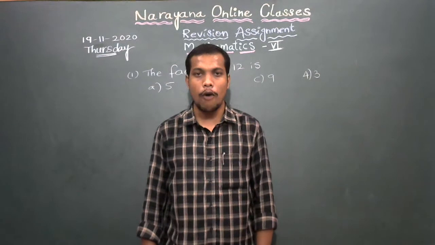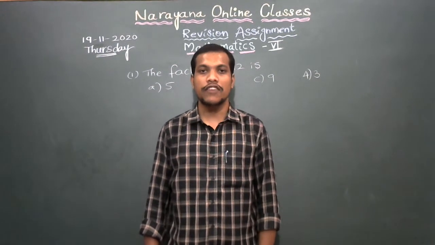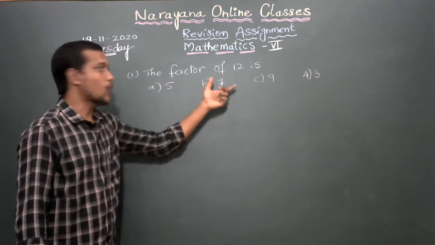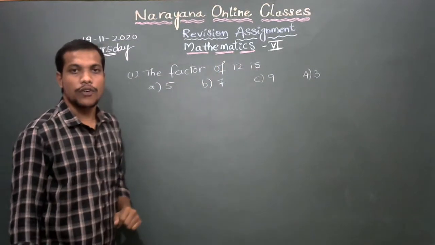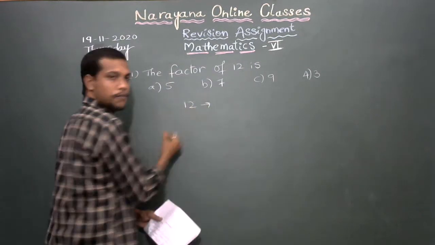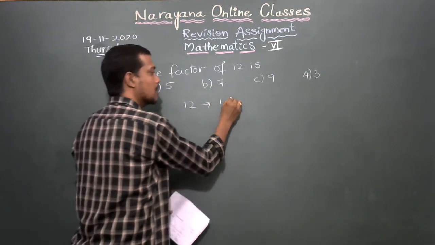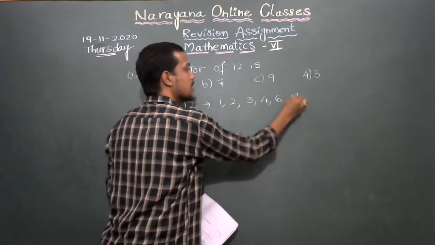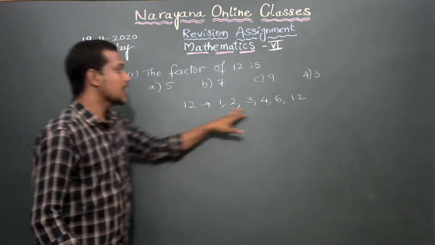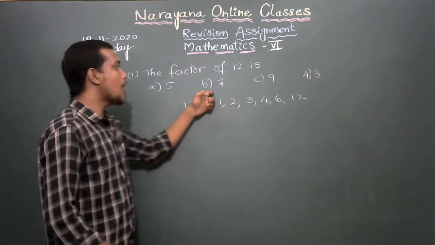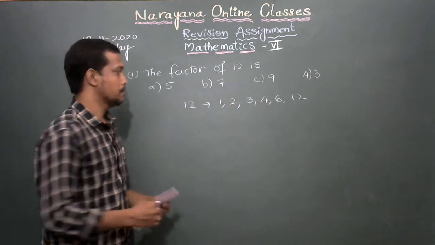Today we are discussing the 6th class mathematics revision assignment. The factor of 12 is... So first of all you should write the factors of 12: 1, 2, 3, 4, 6, 12. These are the factors of 12. Now verify in the given options which option is the factor of 12.